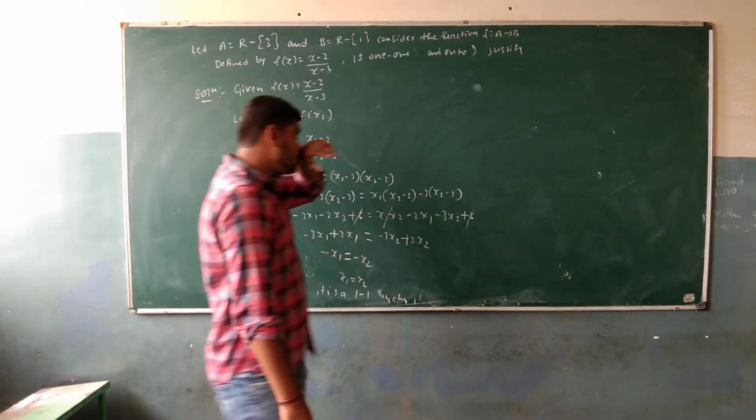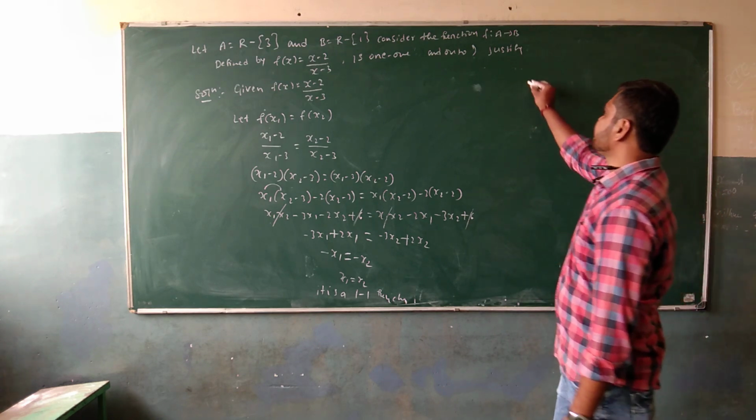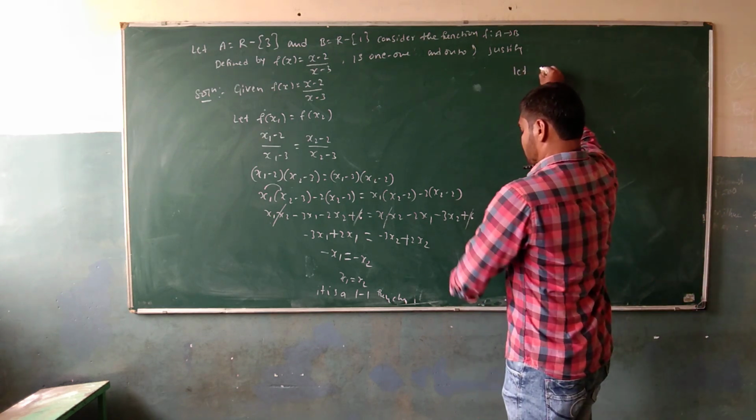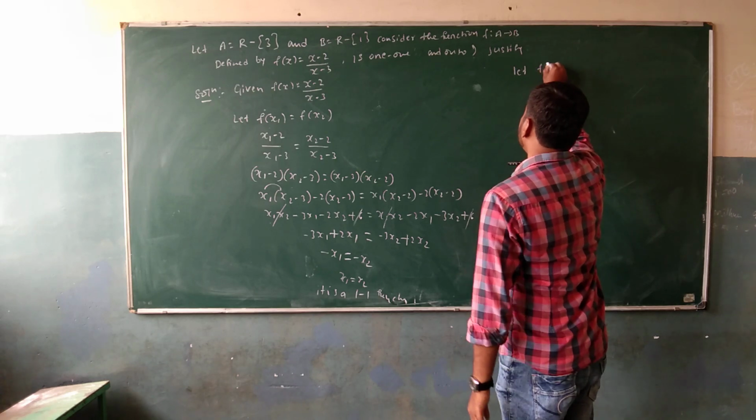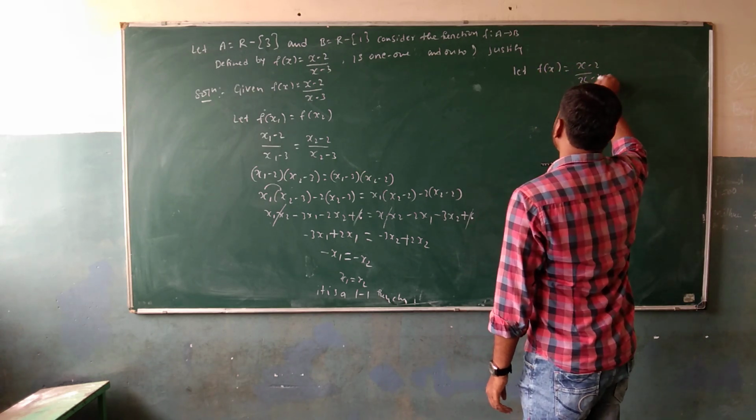So next one, to check the R2 function. So let f of x is equal to x minus 2 divided by x minus 3 is the limit y.